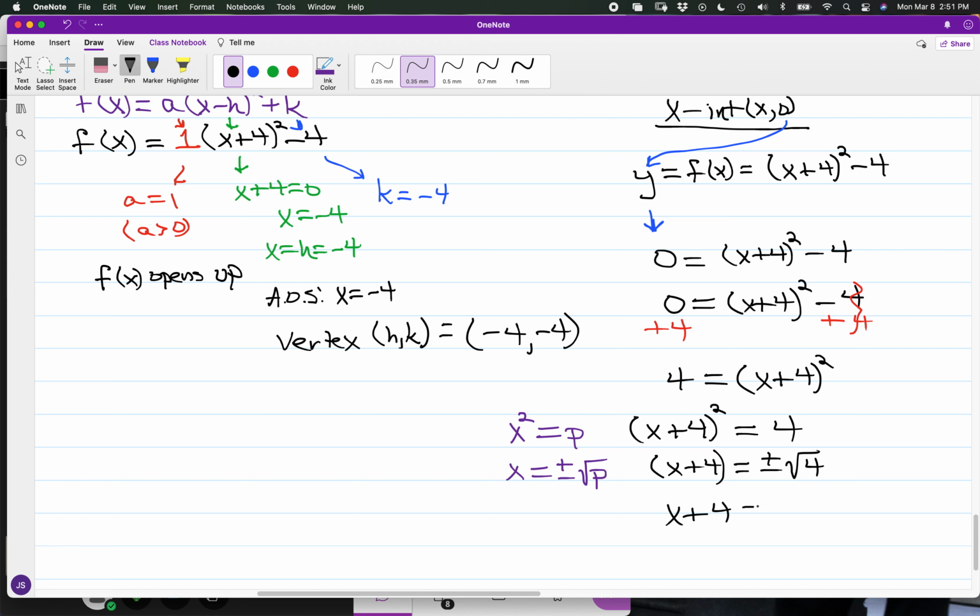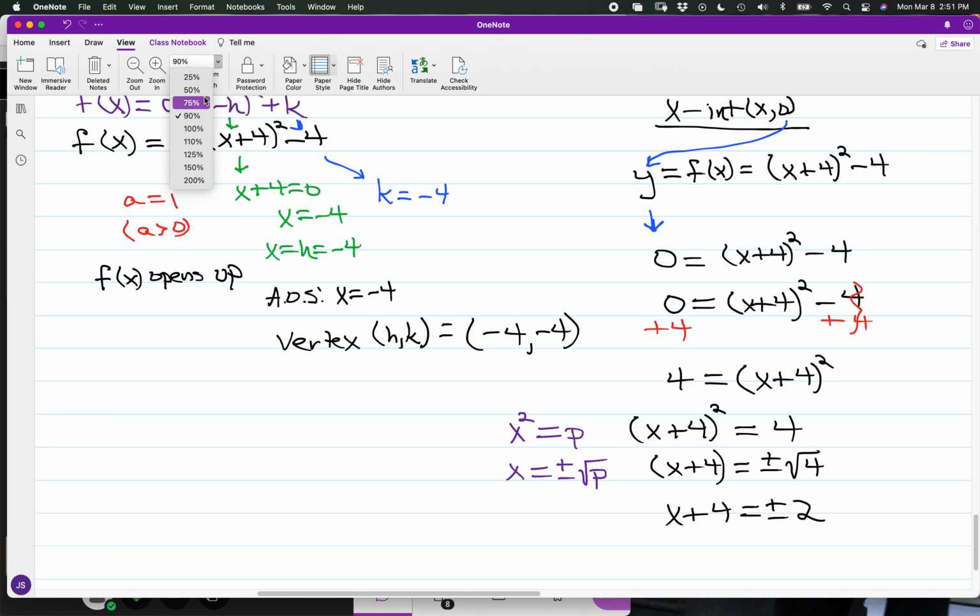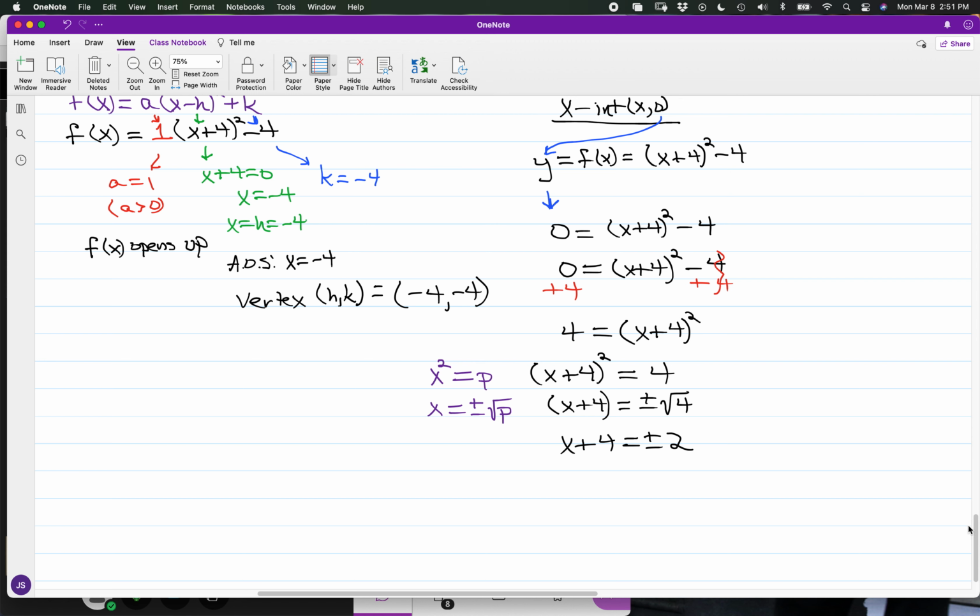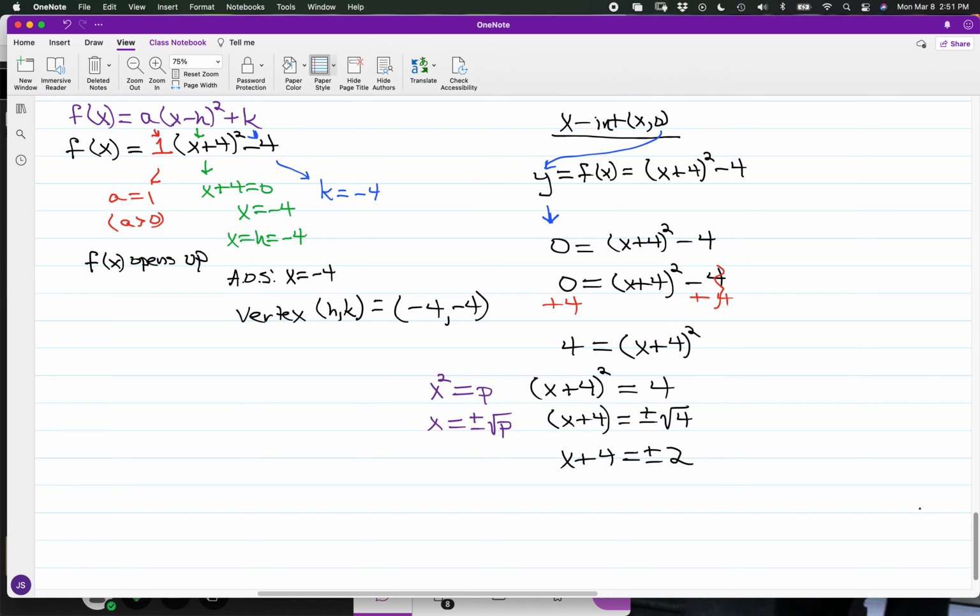So we're going to have x plus 4 equal to plus or minus 2. And looking at solving for x, you have two different directions here. At the lower end, we have x plus 4 equal to negative 2, and at the upper end, we have x plus 4 equal to 2.